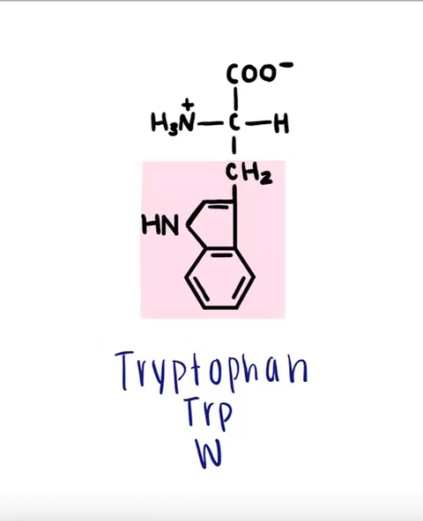Then we have tryptophan. This one arguably has what I consider the biggest side group. It has 2 rings. We have a benzene attached to another smaller ring.